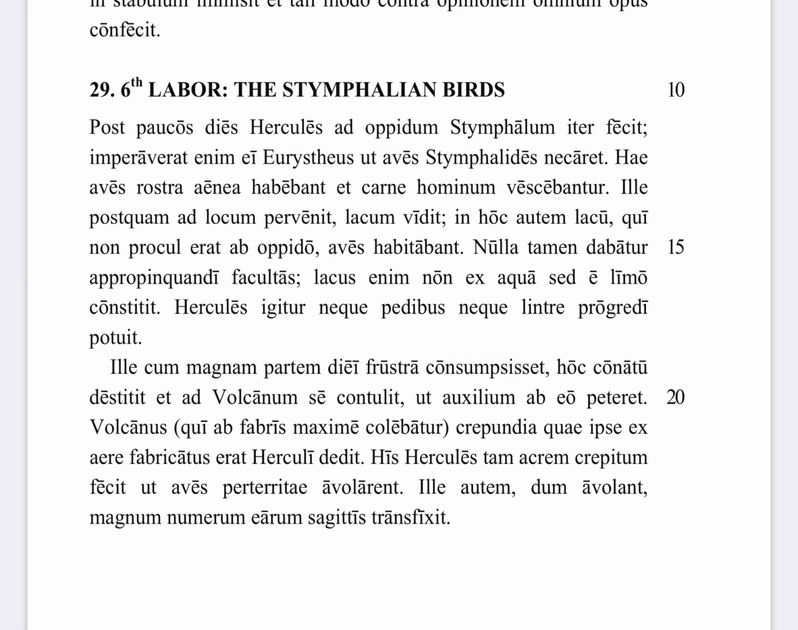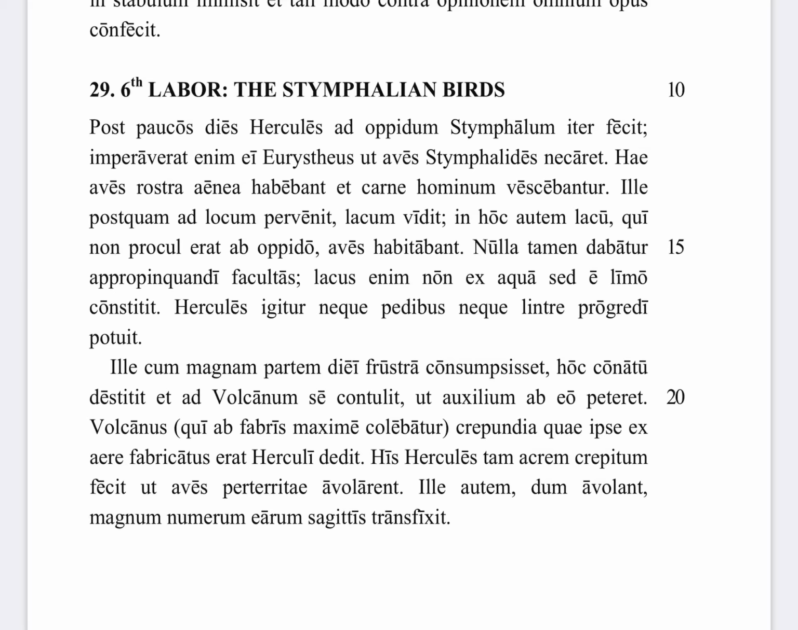Okay, Vulcanus, qui a fabris maxime colebatur. Vulcan, who was worshipped especially by craftsmen, fabris. Crepundia quae ipse ex aere fabricatus erat, Hercules dedit. He gave a rattle, crepundia, which he himself had fabricated, had built from bronze, to Hercules. Now, there are actually several versions of this. Sometimes Hercules gets this from Vulcan, as in this version. Other times, he gets it from Athena, who helps him in a lot of the myths. And in at least one version, Hercules makes the rattle himself.